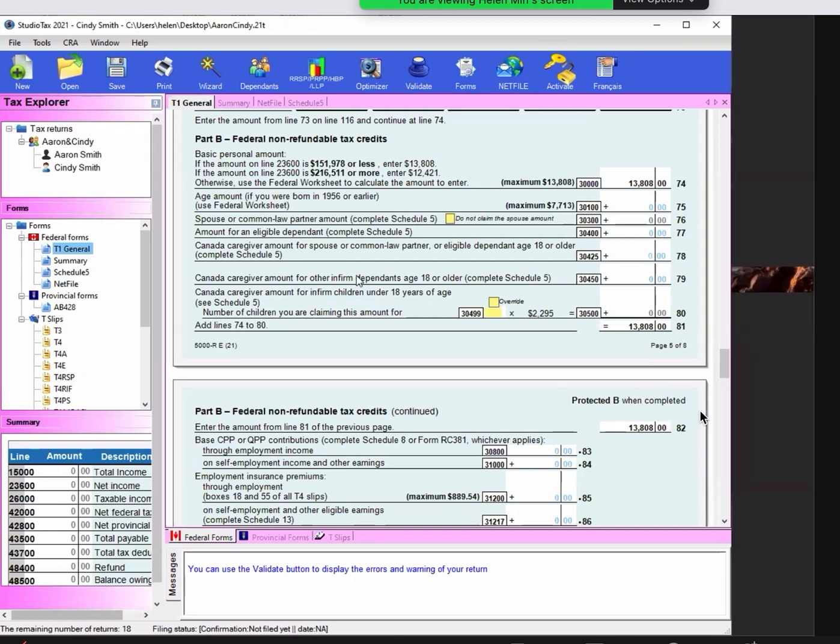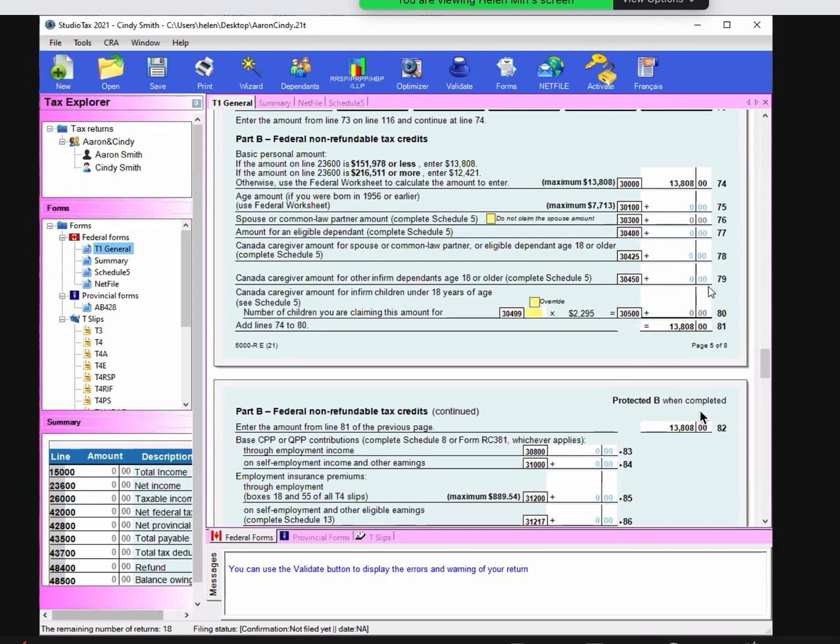Okay, it's here. But now, are there any questions? So I'm going to do line 79 now. Line 79 is the Canada caregiver amount for other infirm dependents age 18 or older. So does anybody have a question, or are you confused about what we were talking about before 10 o'clock?